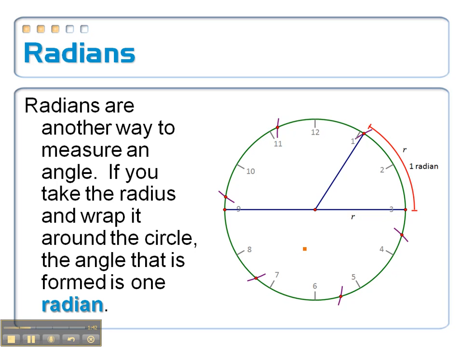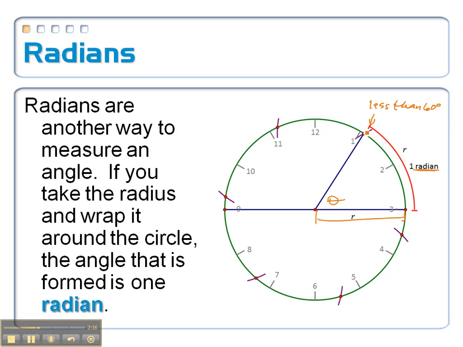Where a radian comes from is you take the length of the radius, this whole thing, and you wrap it around the outside of the circle. If you connect that to the center of the circle, it creates an angle, this angle right there. The measure of that angle is called 1 radian. It's the angle that's formed by taking the radius and wrapping it around the circle. I know from 3 to 1 on a clock face, that's 60 degrees, and I can see that this is just a little bit less than 60 for 1 radian.